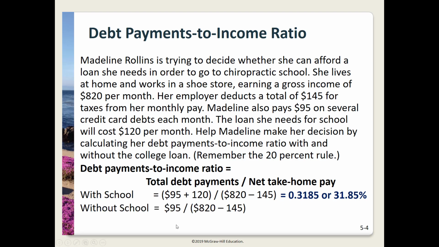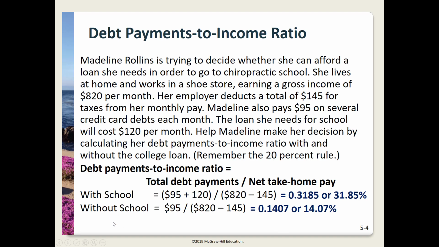Let's now calculate the debt payments to income ratio without school. And so without school, her debt payments from the credit cards was the $95, and we'll divide it by the net take-home pay. So it's the same math in the denominator here as above. Again, the only difference here is there's no loan for school. So when I, again, subtract these two numbers and then divide 95 by the net take-home pay, we get 0.1407, or moving my decimals over, I get 14.07%.